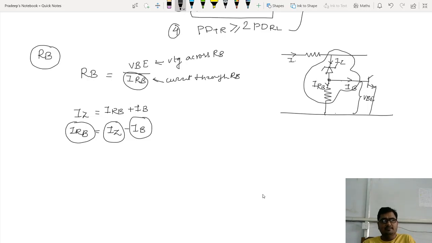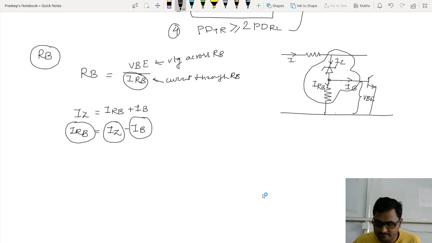It means VB divided by 0. Anything divided by 0 is infinite, so RB is equal to infinity. It means as good as RB is not there. So that's why if you don't consider RB, then also it is okay. I told you at first glance that if you don't draw the resistor RB, then also it is okay. If you don't draw this, then IZ is equal to IB surely.